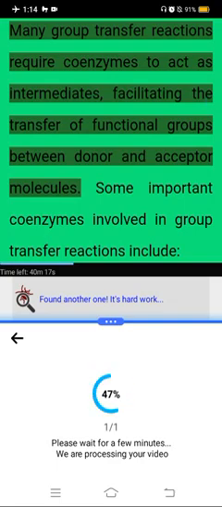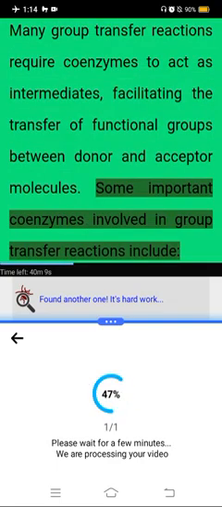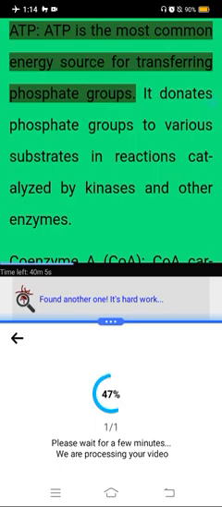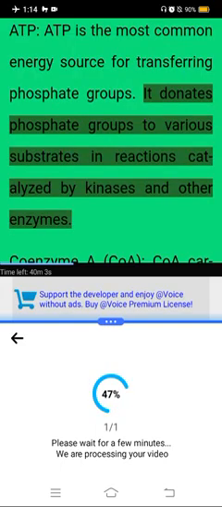3. Role of coenzymes in group transfer. Many group transfer reactions require coenzymes to act as intermediates, facilitating the transfer of functional groups between donor and acceptor molecules. Some important coenzymes involved in group transfer reactions include ATP. ATP is the most common energy source for transferring phosphate groups. It donates phosphate groups to various substrates in reactions catalyzed by kinases and other enzymes.